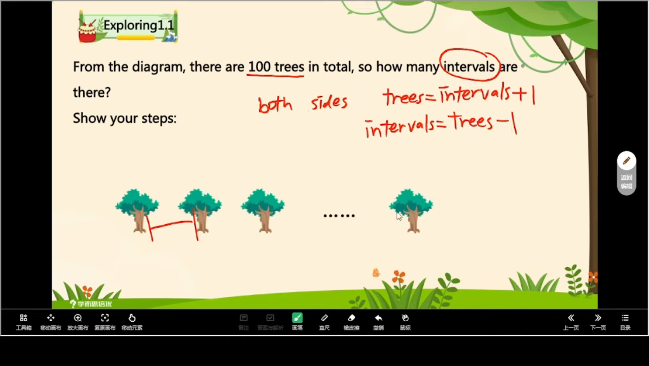We can change it into the number of intervals equals to the number of trees minus 1, because in this situation, the number of trees is more than the number of intervals. So we need to use the number of trees to minus 1. And what is your answer? It is very clearly 100 minus 1 equals to 99. Very good. So in this question, we can know that even the question is asking about intervals, it is still the same as asking about trees, right? Let's move on to the next question.